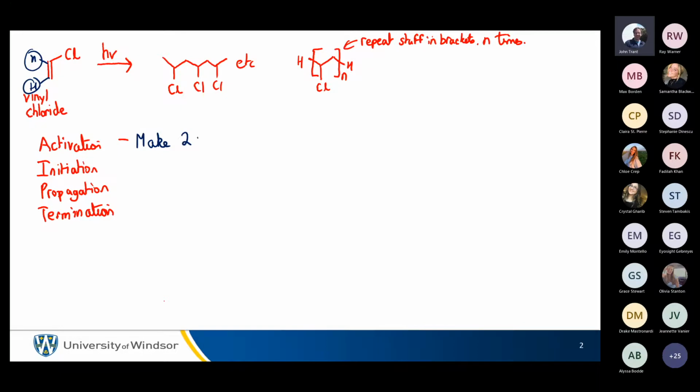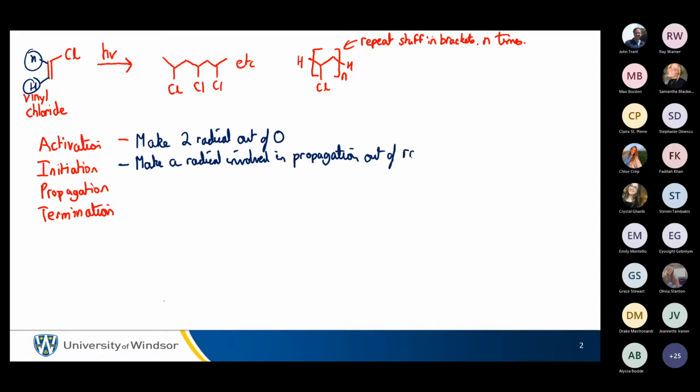So make two radicals out of 0. Initiation is very similar. Make a radical involved in propagation out of things not involved in propagation. I want to be broad with this because it covers two of them. Species.